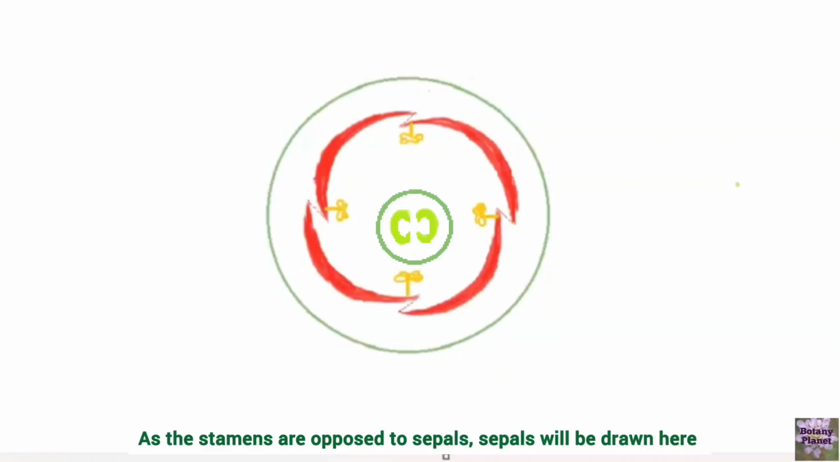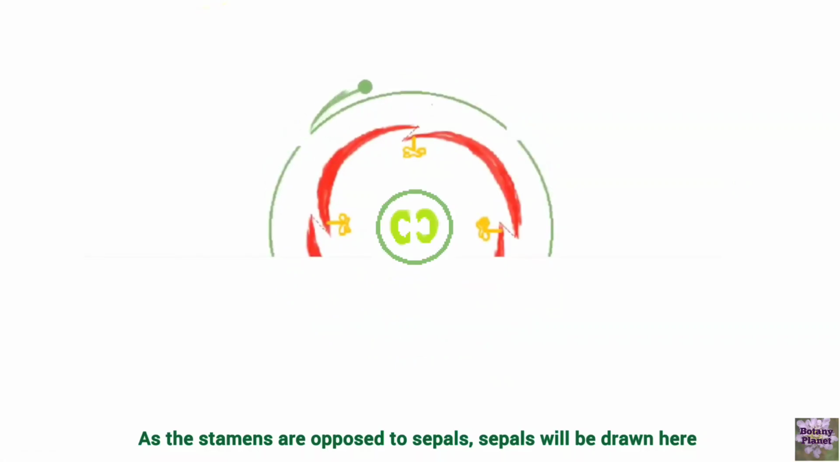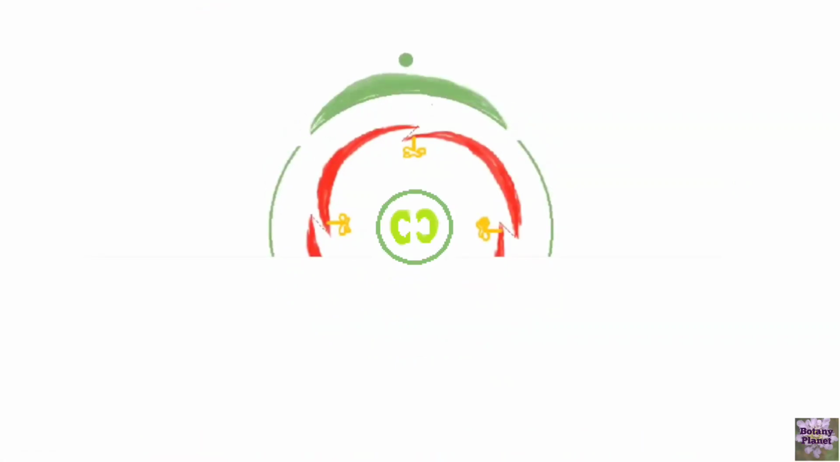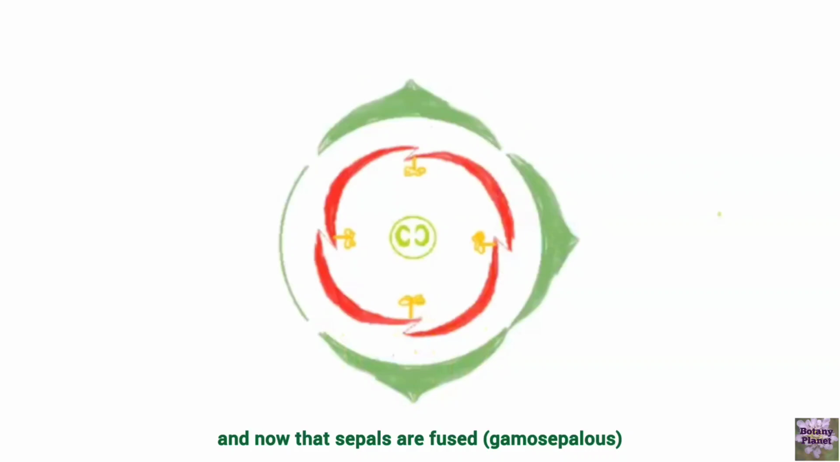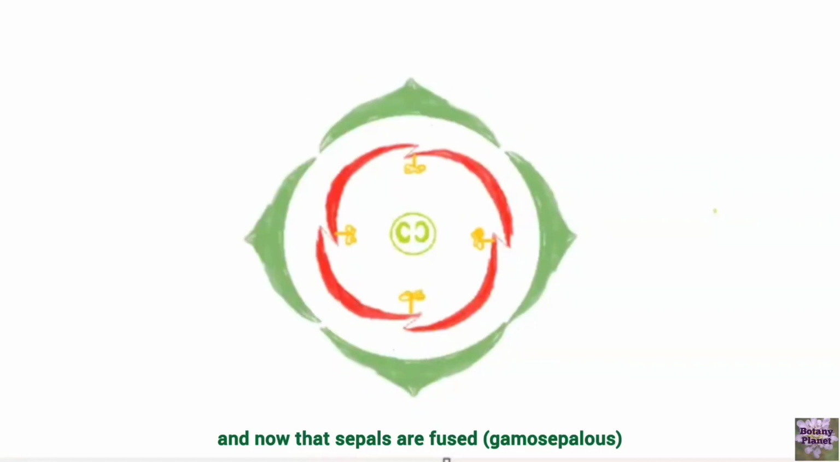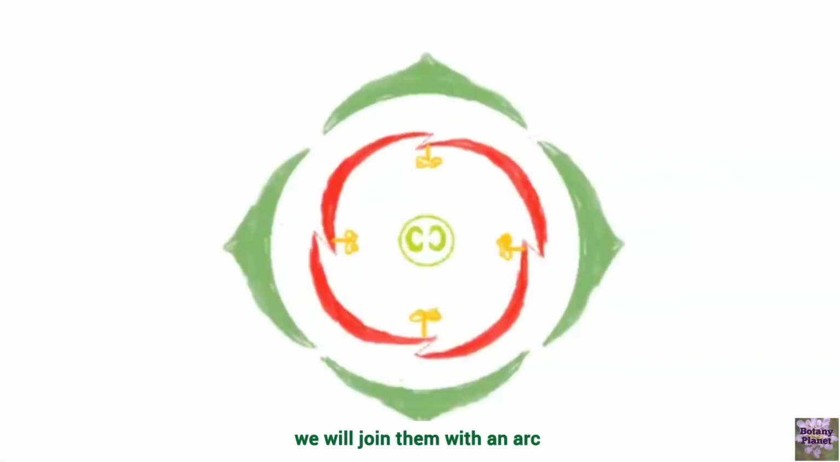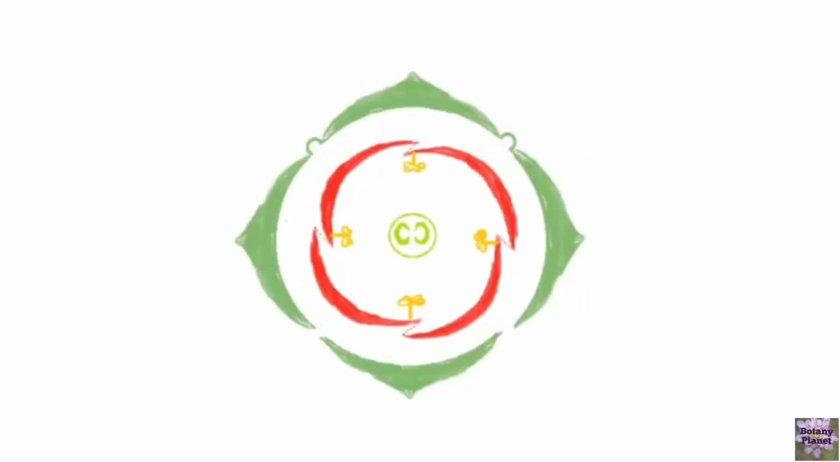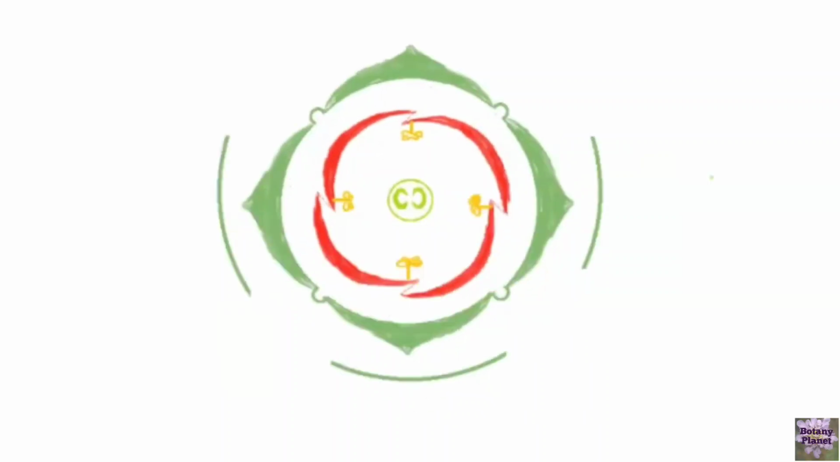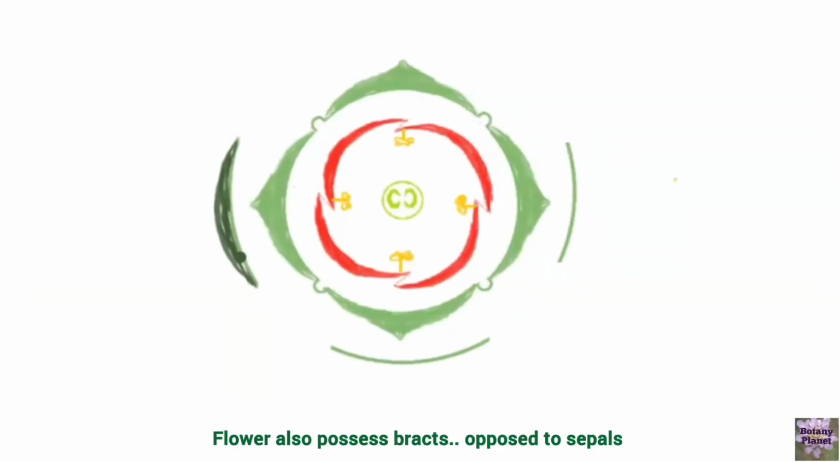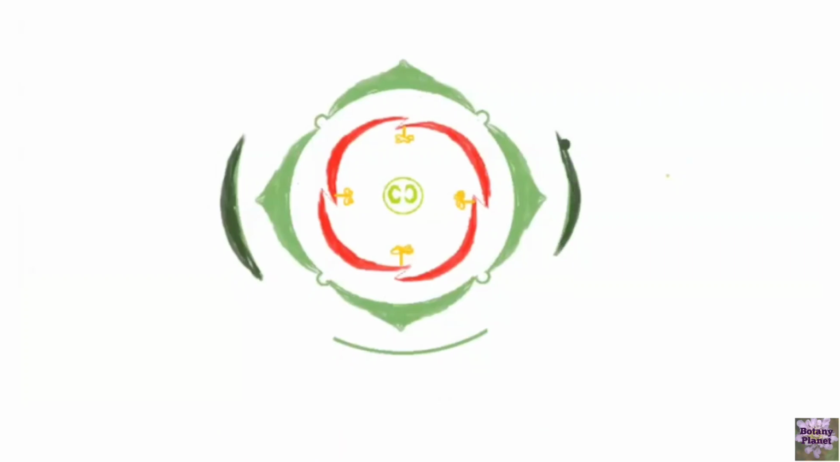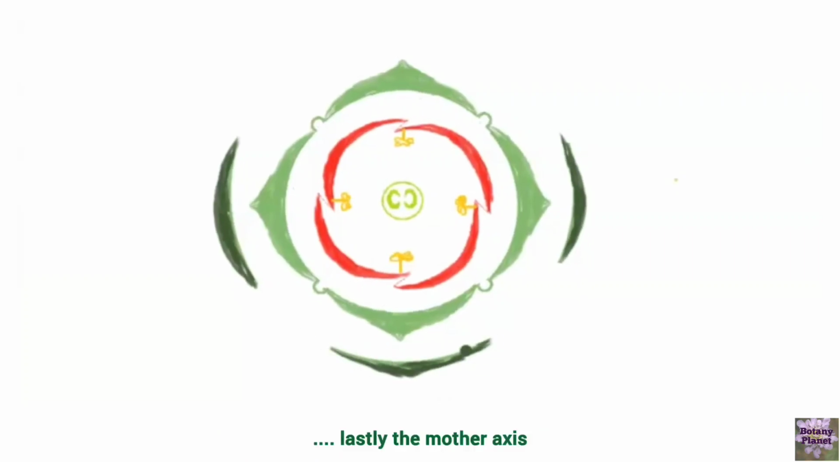As the stamens are opposed to sepals, sepals will be drawn here. And now that sepals are fused, gamosepalous, we will join them with an arc. Flowers also possess bracts, opposed to sepals. Lastly, the mother axis.